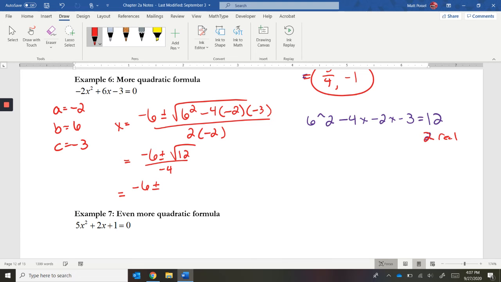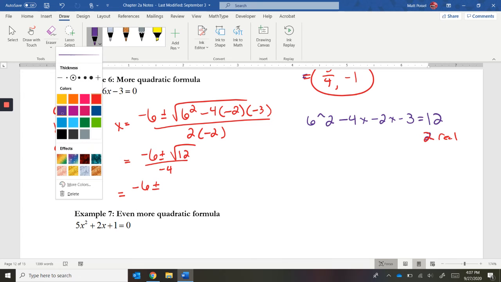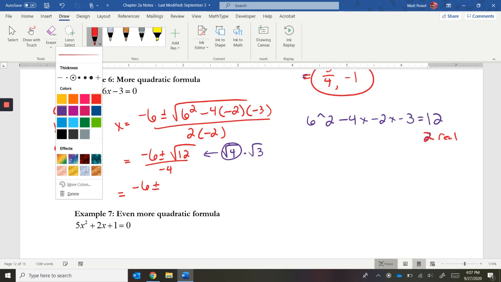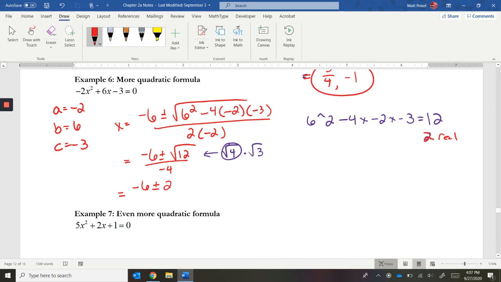All right, 12 needs to be broken down. 12 can be broken down. It's not a perfect square, but it does have perfect square factors. It looks like 4 and 3. Remember, 4 is the good kid. So he's going to get to go outside, and that gives us 2 square root of 3 over negative 4.